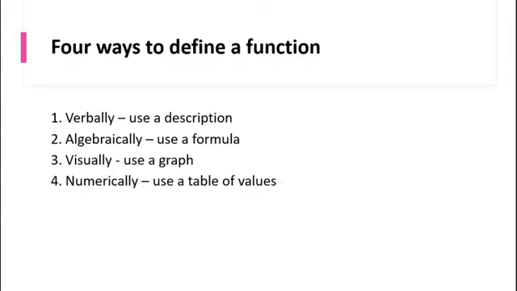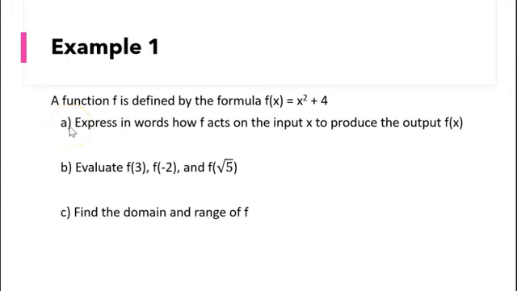But first, let's look at an example of taking a function and evaluating it, finding its domain and range. Example 1 says a function f is defined by the formula f of x equals x squared plus 4. In part A, they ask us to express in words how f acts on the input x to produce the output f of x. This is literally, you would write out exactly how you would read this.